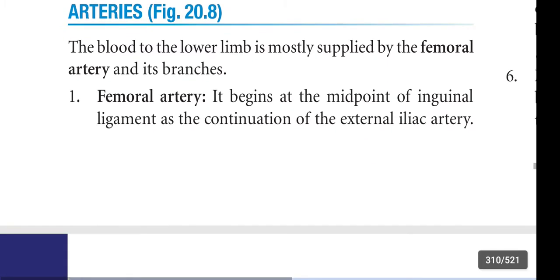Femoral artery. It begins at the midpoint of the inguinal ligament. Inguinal ligament midpoint, okay? That means at the center of the inguinal ligament. It is not the inguinal point, note here guys. It is the midpoint of the inguinal ligament, as the continuation of the external iliac artery.